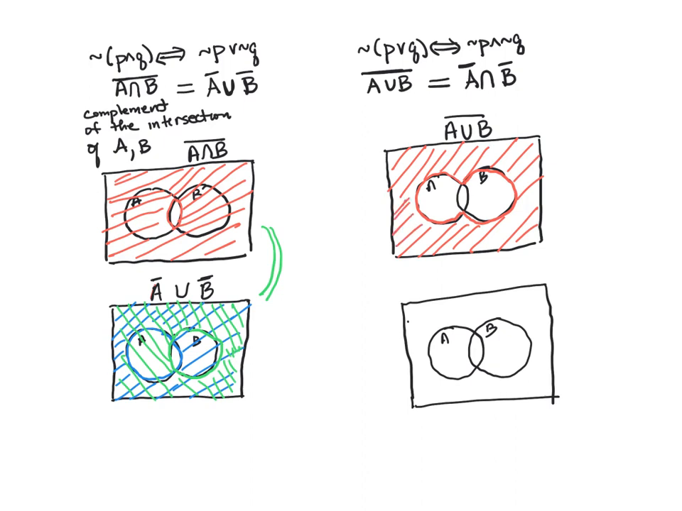Now we're going to take a look at the intersection of the complements of A and B. So first we have to shade the complement of A and the complement of B, just like we did on the left. So we're going to redo that. We're going to shade outside circle A in blue, and we're going to shade outside circle B in green.